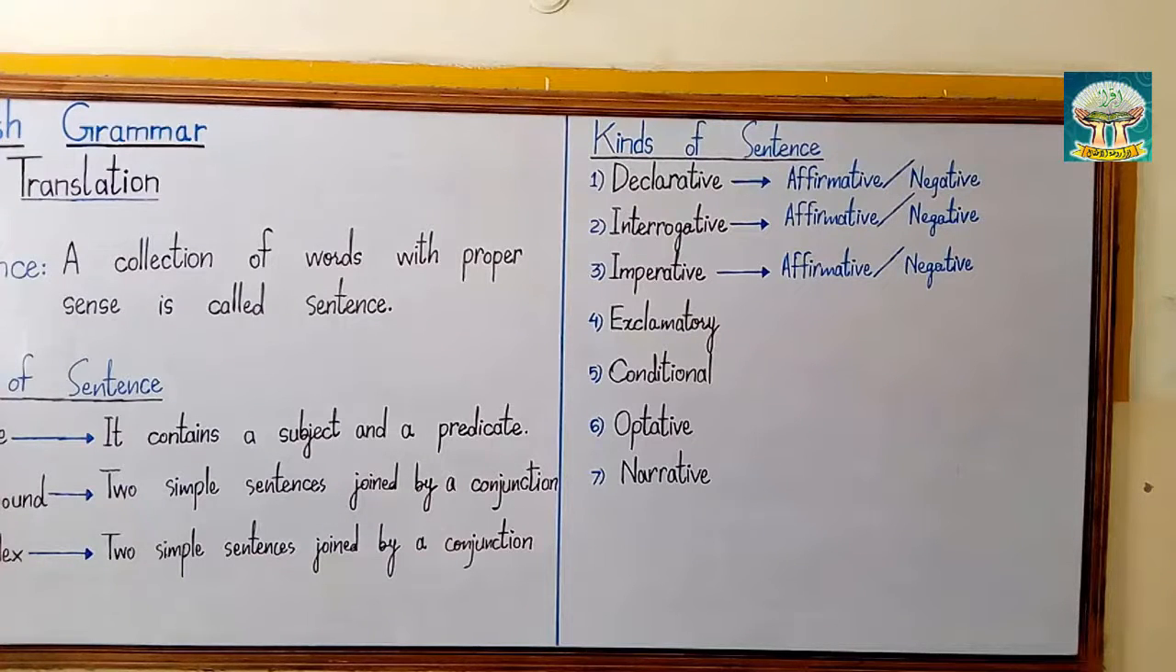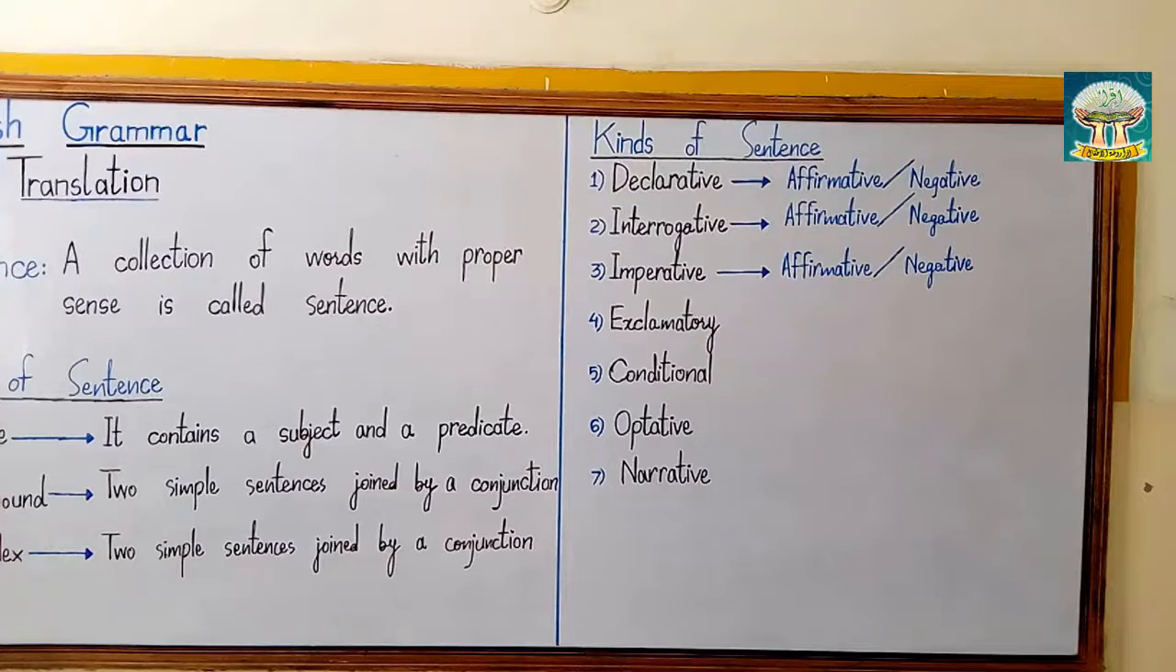We told you about declarative sentence, interrogative sentence, imperative sentence and exclamatory sentence. While there are 3 more kinds of sentences: conditional sentence, optative sentence and narrative sentence. Let's take a look at all these 7 kinds of sentence one by one. Declarative sentence can be affirmative or negative.